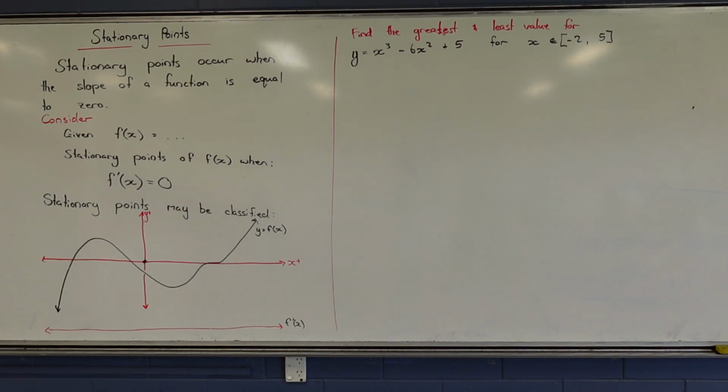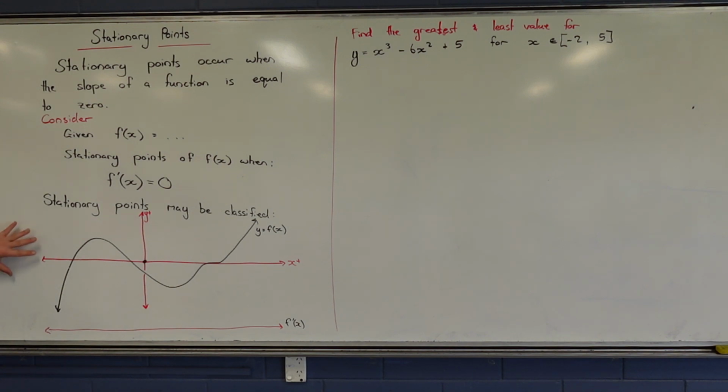What we're going to learn about today is how we can find the stationary points of a function that we're given, as well as to be able to classify the nature of the stationary points. Now, stationary points are points where the slope of a function is equal to 0. So if we consider we've got an unknown function f of x, its stationary points are going to occur when f dash of x is equal to 0. Does that follow? Because that's when it's going to have a slope of 0.